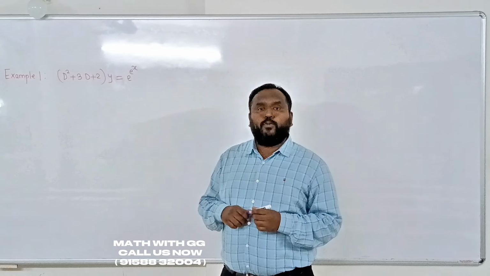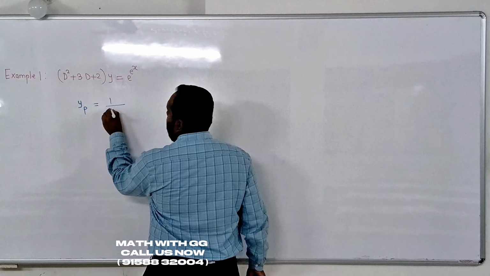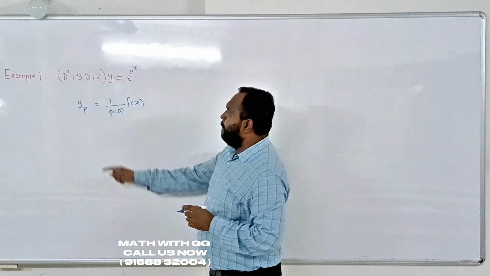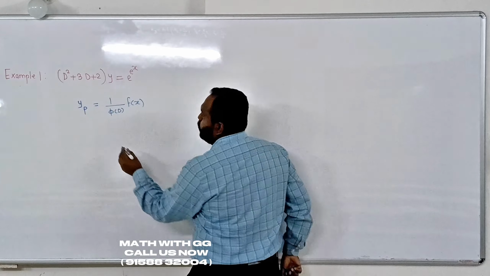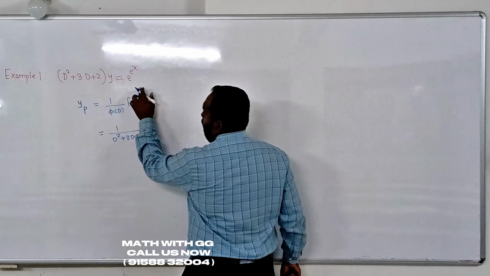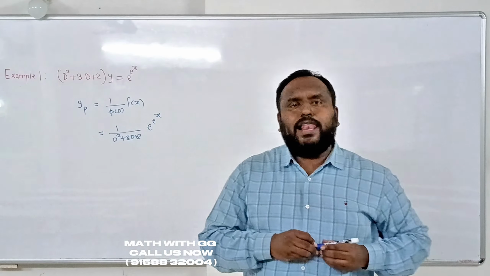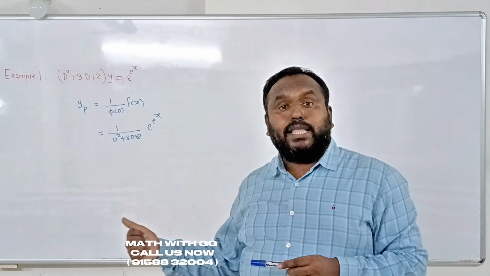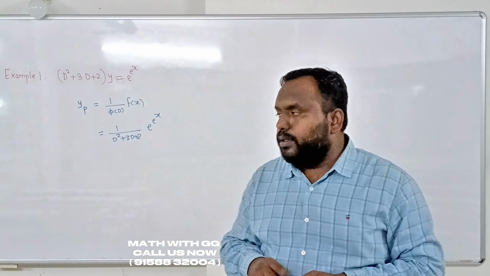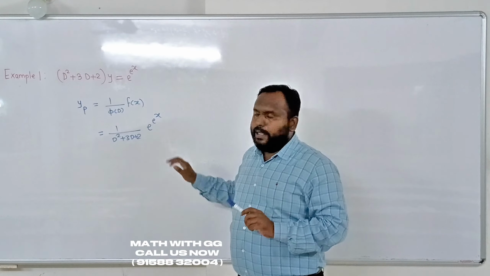Now, if we start with step 1, the formula for YP is 1 upon phi of D f of x. If you observe, the value of phi of D is D squared plus 3D plus 2 and f of x is e raised to x. Now, if you observe the value of f of x, it is not any of the shortcut method types 1 to 6. So, we have to use general method to solve this YP.